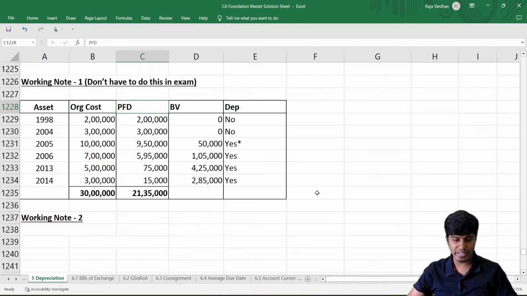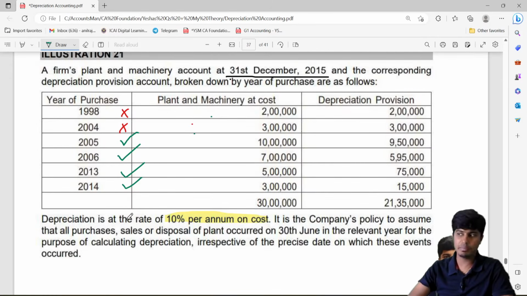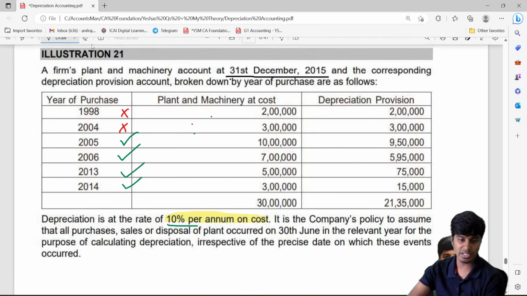I've given it to you clearly here, saying that this working note, whatever we just did, need not be written in the examination. You don't have to write this in the examination. Just have to remember this point. Let's read the remaining part of the question. Depreciation is to be provided at the rate of 10% per annum. We'll do that on original cost. That is the reason they're telling it on cost.